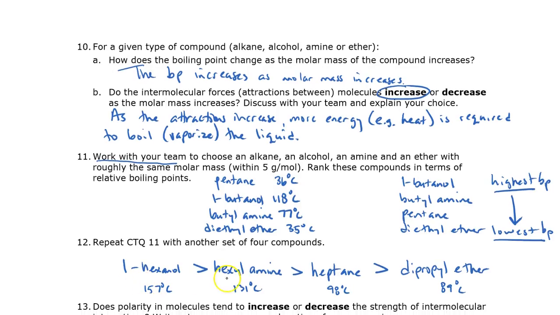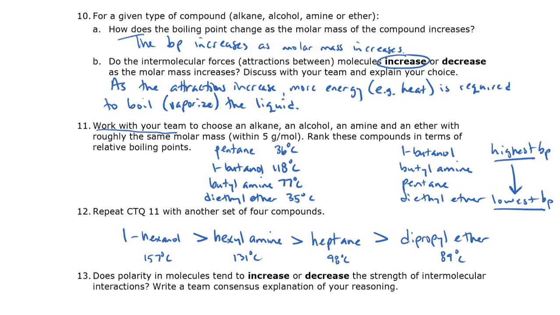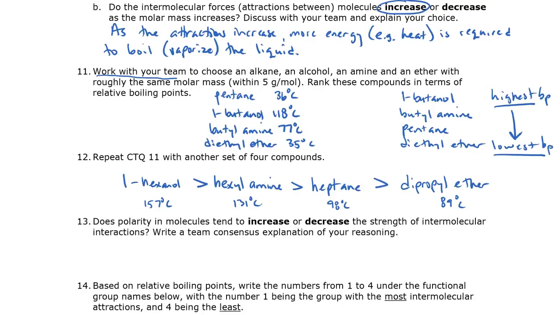And this time I ranked them going across with a greater than symbol. So 1-hexanol has a greater boiling point than hexylamine, which is greater than heptane, which is greater than dipropyl ether. So do you agree with that? So let's go on with number 13.